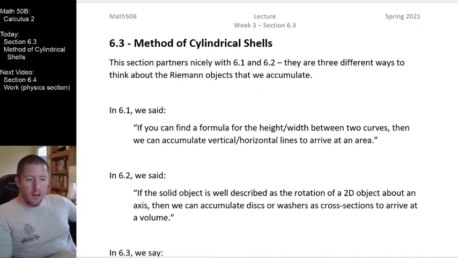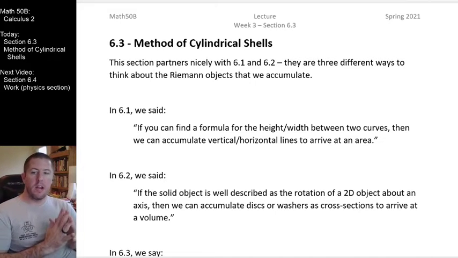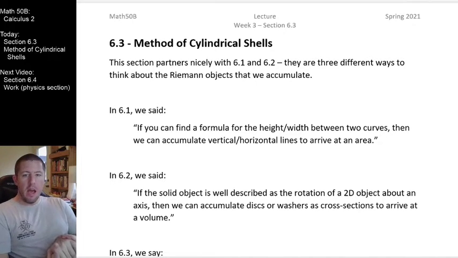We are here on Thursday, January 28th. We're going to talk about section 6.3 today. Section 6.3 is going to involve a new method of integration for us to discover some volume computations here. This is going to be sort of an alternative to our techniques that we saw in section 6.2.